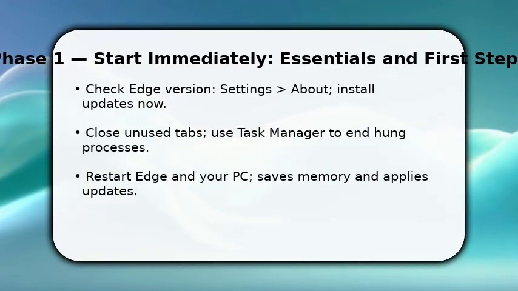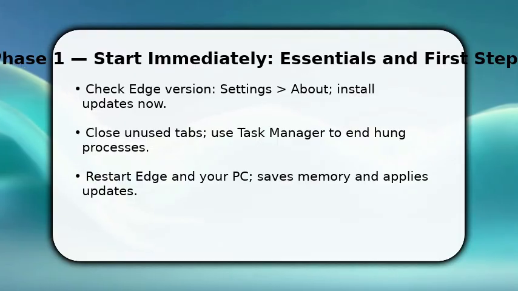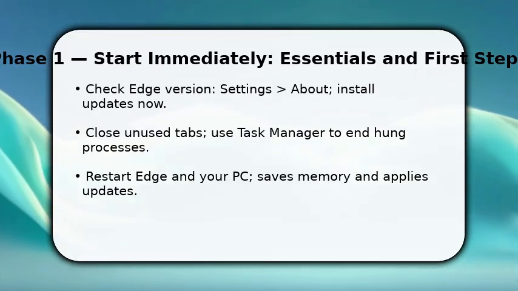Next, close background tabs and press Shift plus ESC to open Edge Task Manager. End processes that use lots of memory. Once done, restart Edge and your computer to apply changes and clear temporary locks, because a fresh start often yields the biggest immediate speed gains.